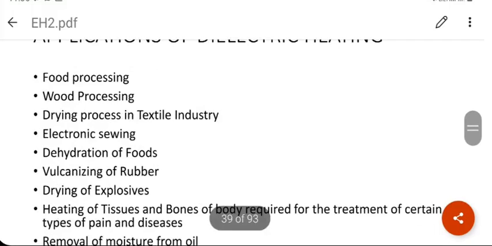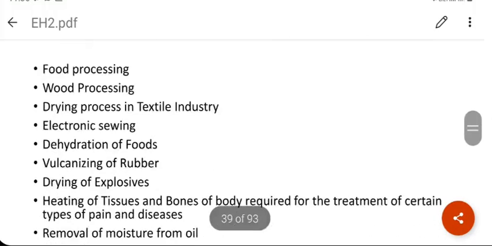Typical applications of dielectric heating are in the food processing industry. The potato chips and all those things that you eat have all been subjected to dielectric heating before they were put in the envelope, in the box. Wood processing: a lot of furniture that you see is actually conditioned using dielectric heating. Drying process in the textile industry. The clothes that are made are quite wet to begin with. So to dry them fast, we use dielectric heating. Also, many more examples.